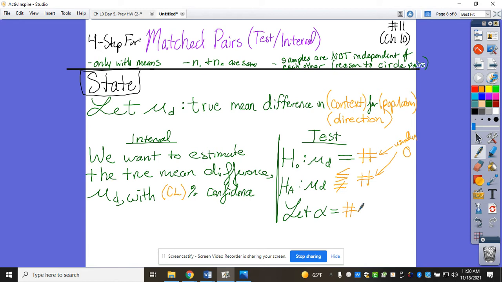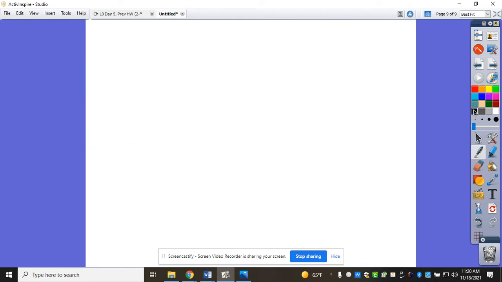Which wouldn't change much of anything here. Depending on what we wanted to test, that's always the same. That's not going to change. All right, so plan. What's our first part of plan? Method.